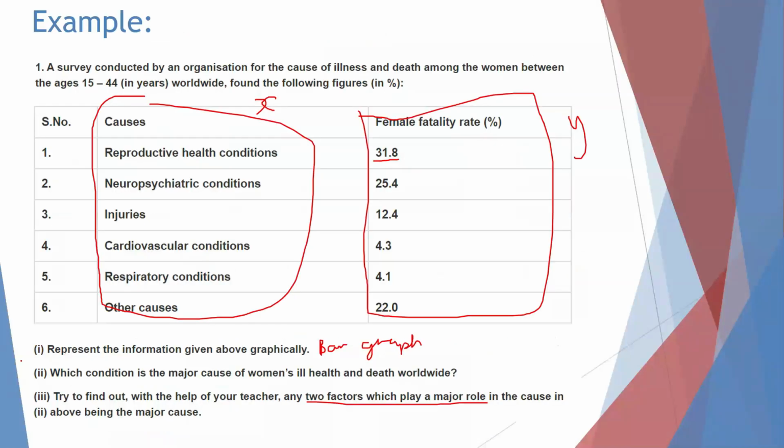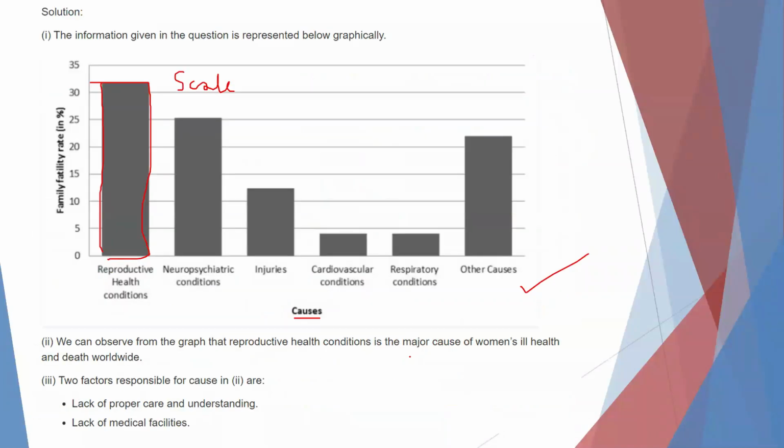Now that we're done with the first question, what is the answer for the second question? Which condition is the major cause of women's ill health and death worldwide? If you can see, it's this one over here. So we can observe from the graph that reproductive health conditions is the major cause of women's ill health and death worldwide because it's the highest amongst the rest of the causes.